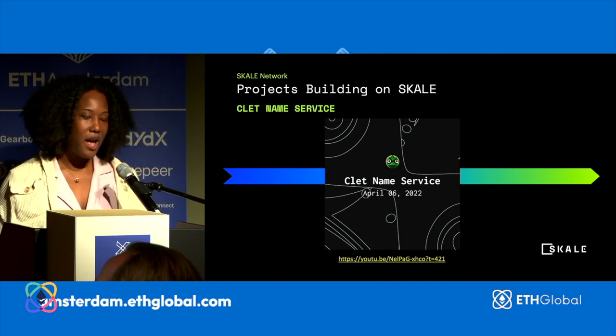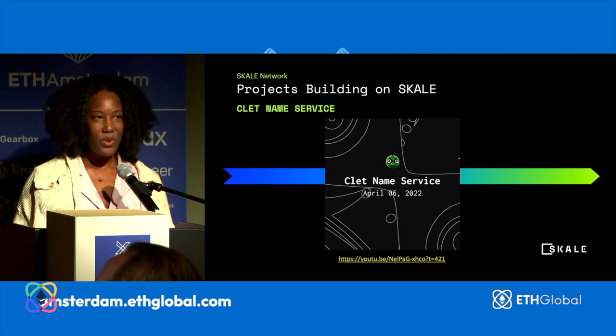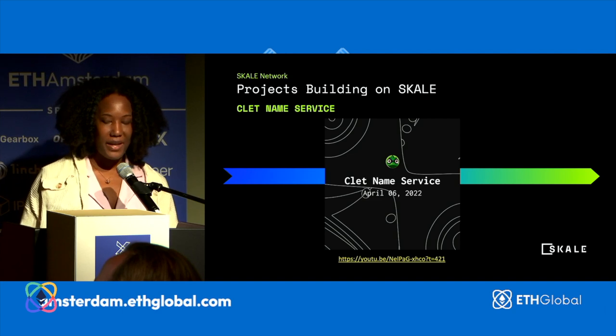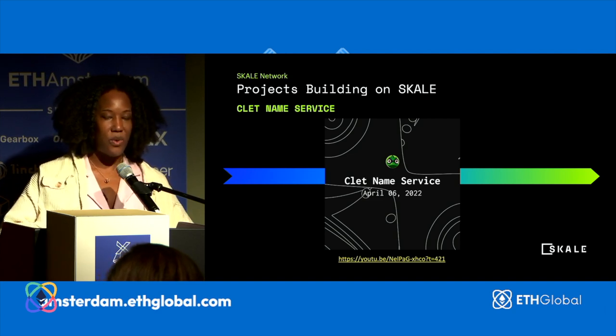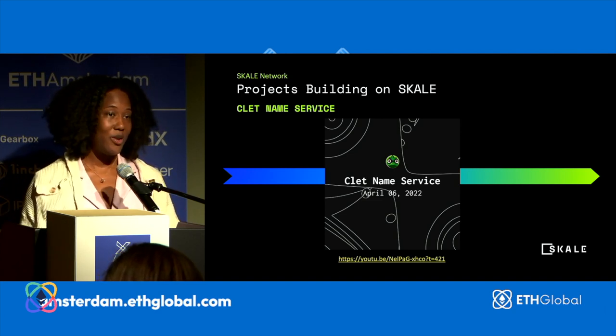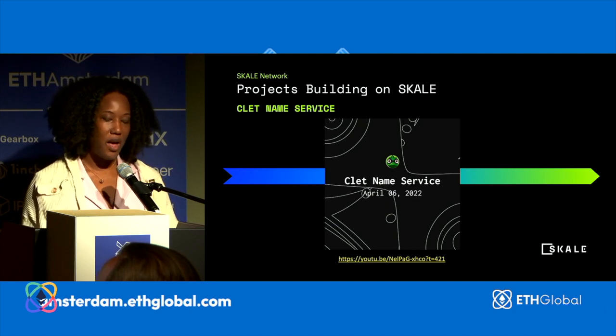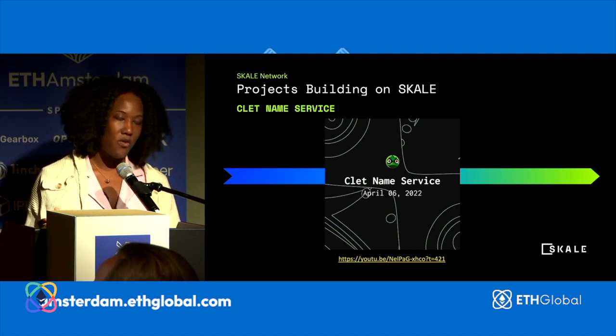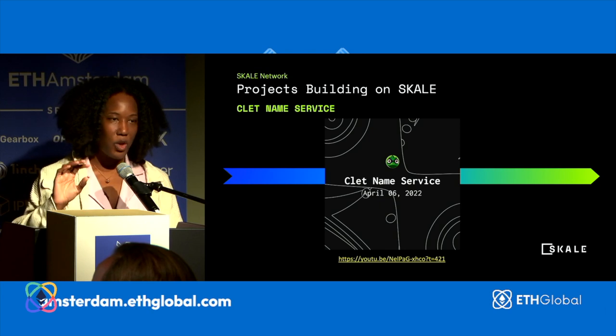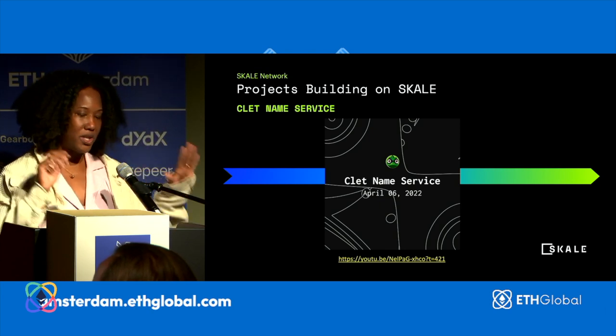The last one I'll talk about is going to be CLET Name Services. What's cool about them is that they built an application that allows you to reserve your name. So it could be Christine.eth, it could be my daughter Zahara.eth, it could be Chadwick.eth. But essentially, when you reserve that, it then actually resolves to the wallet address. And they have a really great API as well. So they have two sides of their product.